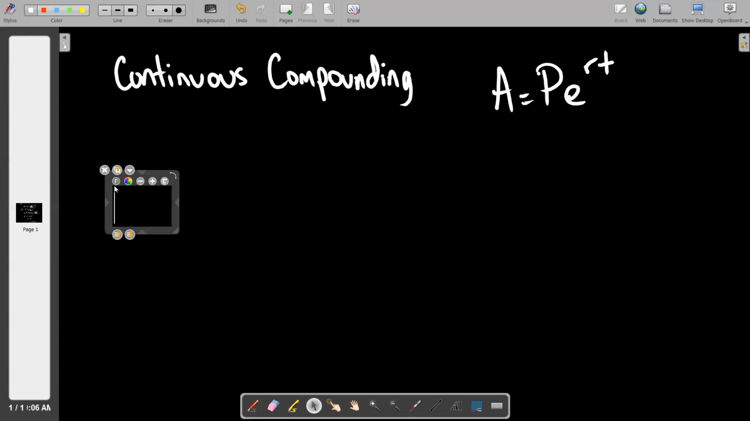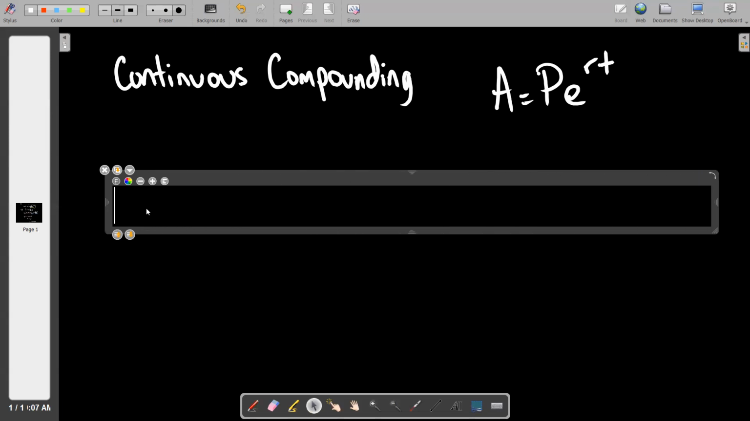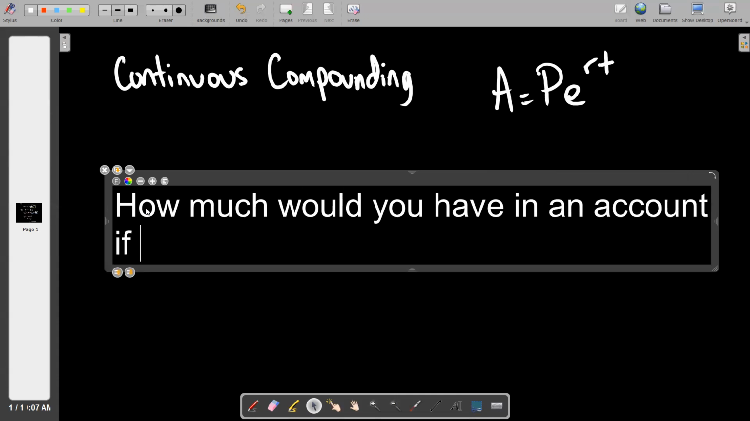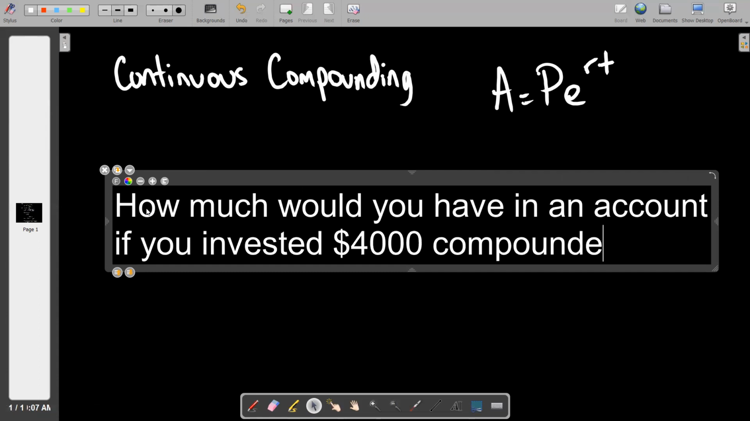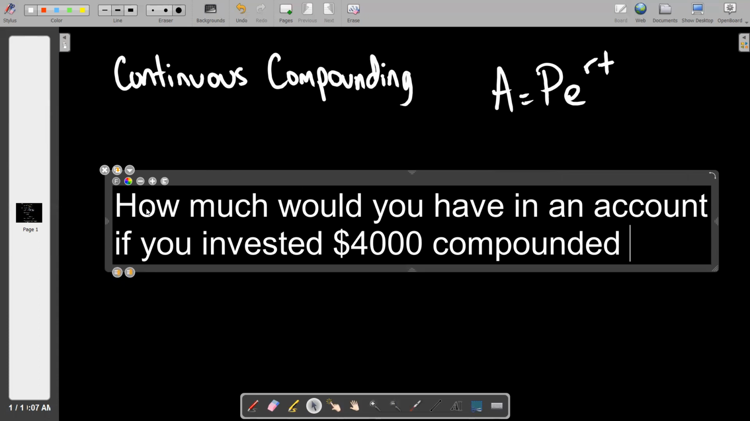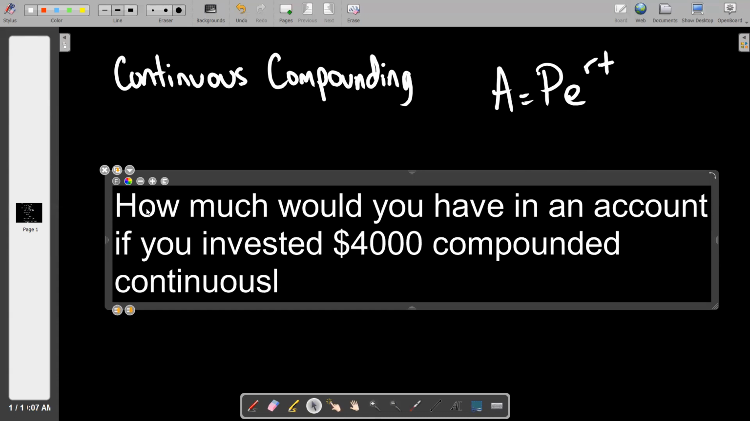I don't think you're going to encounter much stress with this. So, how much would you have in an account if you invested $4,000 compounded continuously at 7.5%.